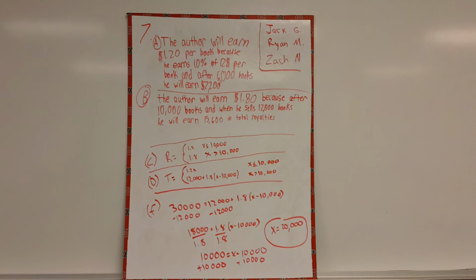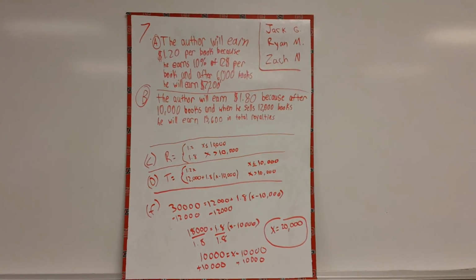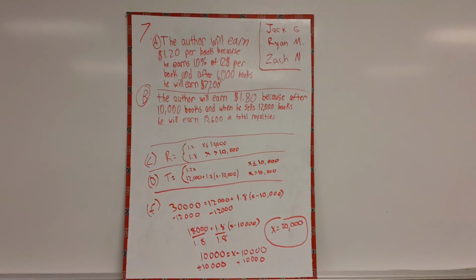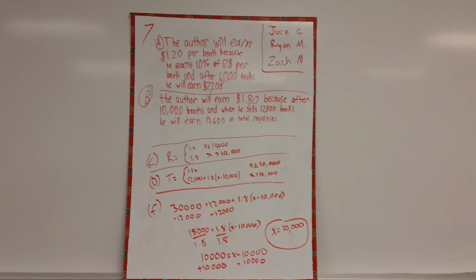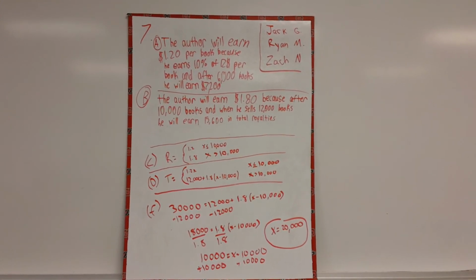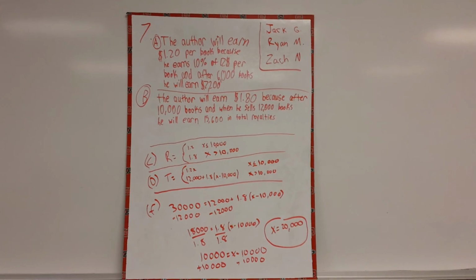Alright, so we did number 7, and it says a paperback book sells for $12. The author is paid royalties of 10% on the first 10,000 copies sold, and 15% on any additional copies. A, when the 6,000th book is sold, how much will the author earn on that sale? Also, what will the author's total royalties be at that point? So the author will earn $1.20 per book because he earns 10% of $12 per book. After 6,000 books, he'll earn $7,200.